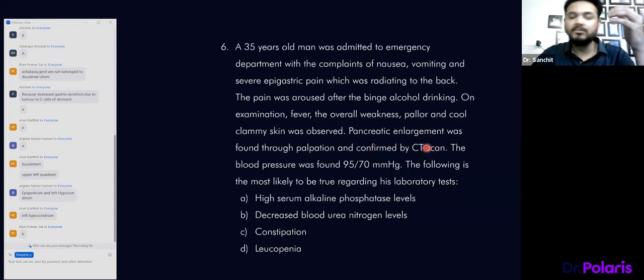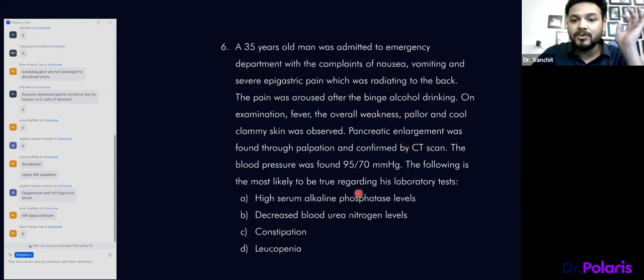We generally have a lot of pancreatitis. We call it acute pancreatitis or chronic pancreatitis. But after binge alcohol drinking, usually they lead to acute pancreatic enlargement or acute pancreatitis. Itis means inflammation, so pancreatic inflammation is acute pancreatitis. So this patient has acute pancreatitis. That is my first thing.